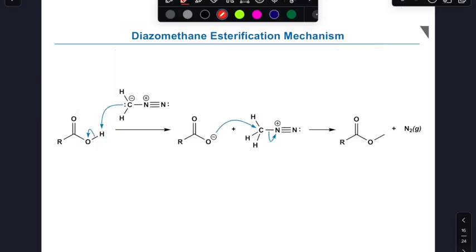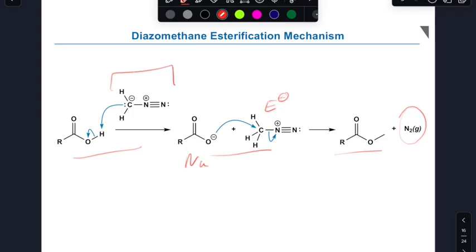So this is just drawn out in more detail. This is the two-step process. First, our acid-base reaction to produce both our good nucleophile and our good electrophile pair, and then an SN2 kind of reaction to give us our methyl transfer and nitrogen gas. And again, this is a really powerful reaction. Again, slightly limited, right? Because diazomethane is a relatively hard molecule to deal with.